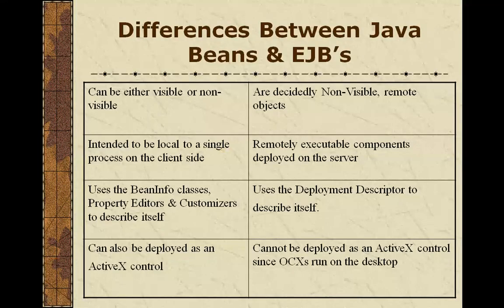Now, what is the difference between a Bean and an EJB? Very important. A Java Bean can be either visible or non-visible. This is a property of a Bean. But EJBs are decidedly non-visible remote objects, intended to be a local single process on the client, remotely executable components deployed on the server. A Bean uses the BeanInfo class, property editor and customizer to describe itself. An EJB uses the deployment descriptor, very important. This is the EJB actually. A Bean can be deployed as an ActiveX control; an EJB cannot be deployed as an ActiveX control since OCX runs on the desktop.